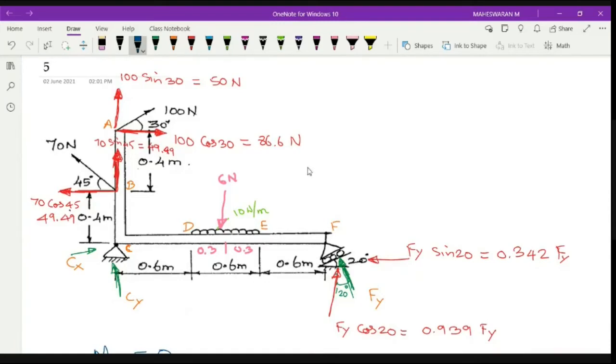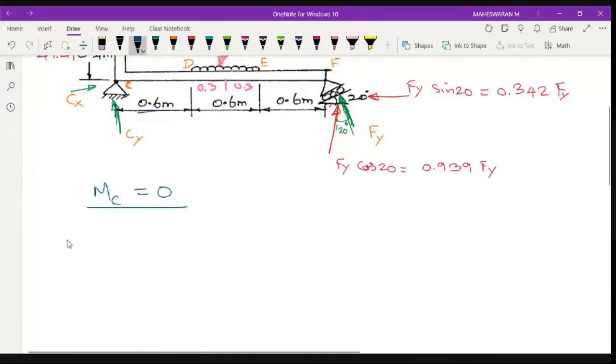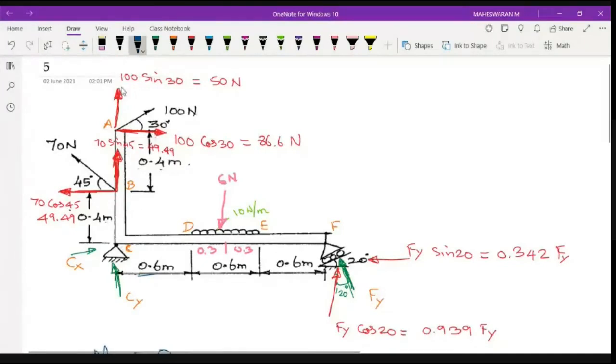First one, so let me consider A. Point A is having two forces. First, horizontal force 86.6. Distance from this 86.6 to C, how much it is? 0.4 and 0.4, totally 0.8. So rotation, it is rotating in clockwise. So minus 86.6 into 0.8, force into perpendicular distance. The vertical force doesn't have any distance, so leave that. So A is over.